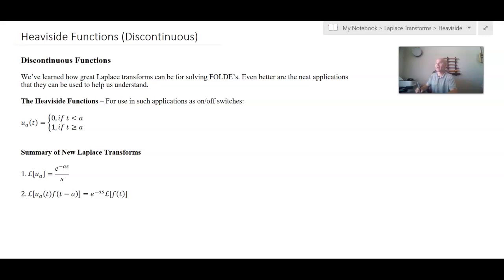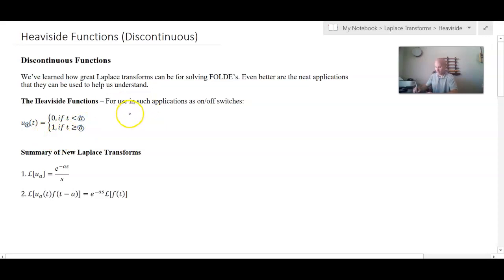And it's u sub a of t. Okay, so it's a function of time. Forget about differential equations right now. Let's just focus on what this means. It's a piecewise function that's defined as either being 0 or 1. Off or on. So it's off for all times before a. Notice that the subscript here is a. That denotes the time at which the switch then turns to 1. So if t reaches a or is greater than time a, that output becomes a 1.